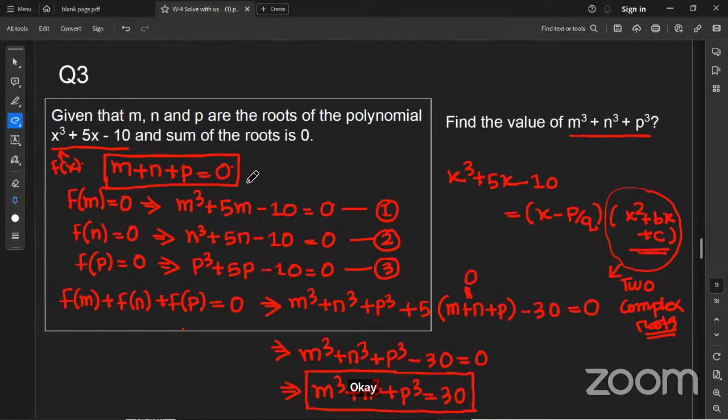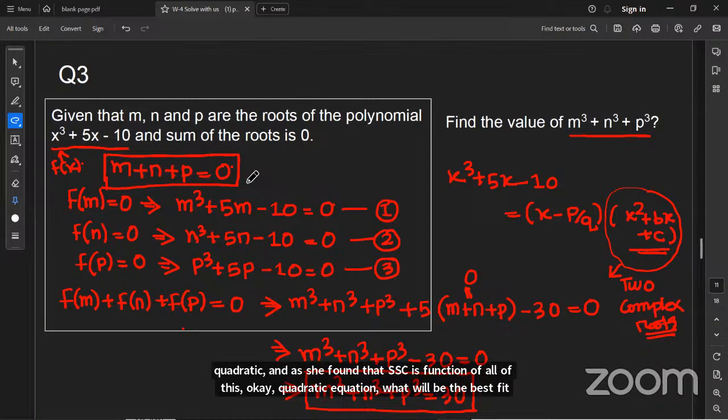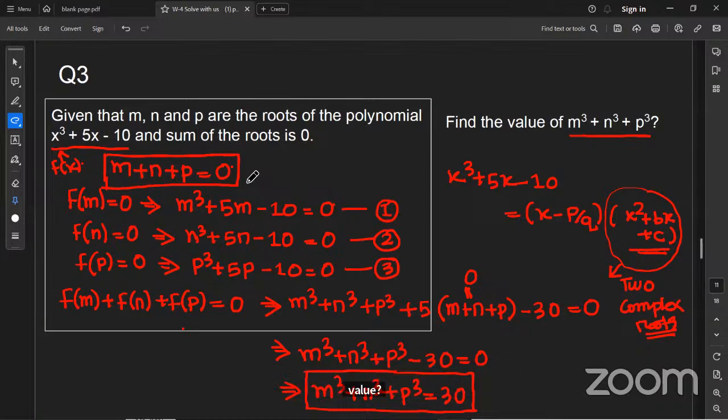Previous year, okay. Susmita was calculating SSC, sum squared error, and she found that SSC is a function that follows this quadratic equation. What will be the best fit value? Here, best fit value means you have to minimize this function only. Minus b by 2.